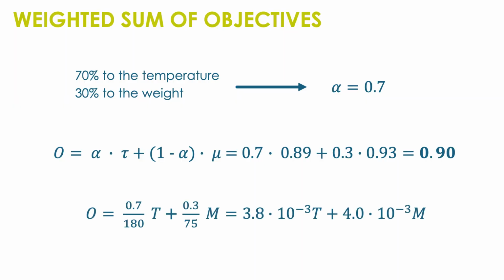If we look at the value of the weights, we have to see that the temperature weight is 0.7 divided by 180 and the weight weight is 0.3 divided by 75. This gives us, 0.7 over 180 gives us a weight W1 of 3.8 times 10 to the minus 3, and the value of weight W2 is 4 times 10 to the minus 3. So actually, even if we gave the temperature a higher priority, in the end, the value of W1 for the temperature is lower than W2. So this choice of weights is not very easy, but we have anyway some advantages.